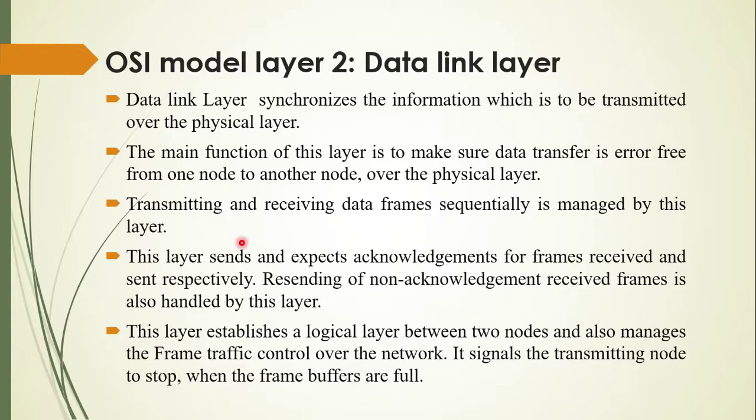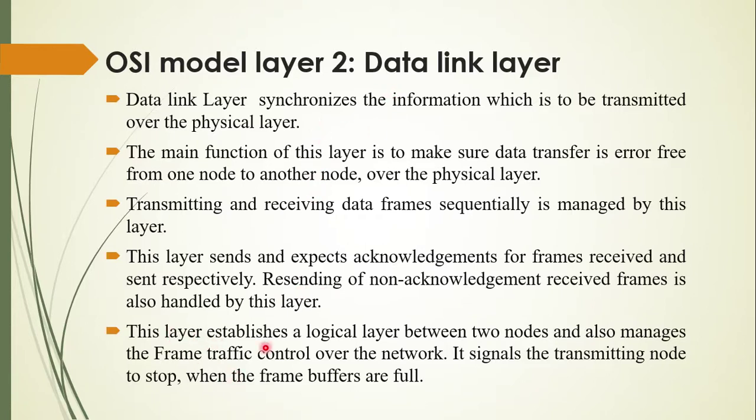And if the data is not received and the sender is not receiving an acknowledgement, then resending of the non-acknowledged frame is also handled by this layer. Means if the sender didn't get any acknowledgement from the receiver, then after some time it sends the frame again. That is the main functionality of the data link layer.